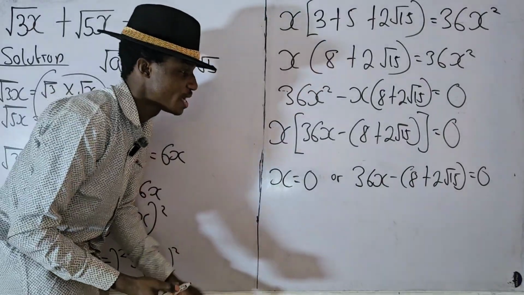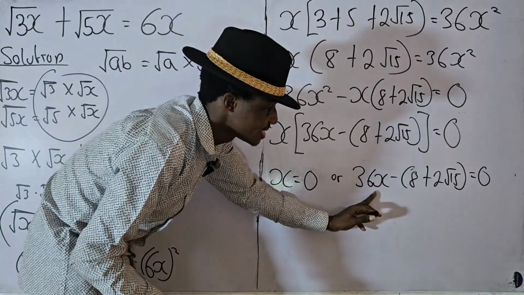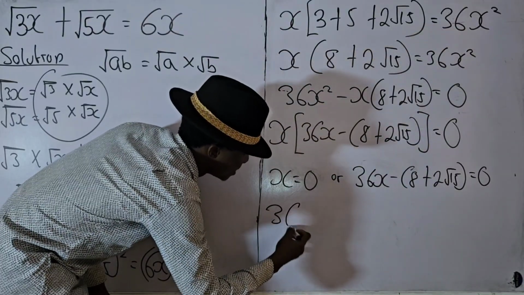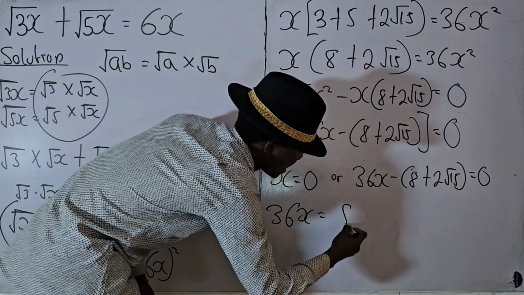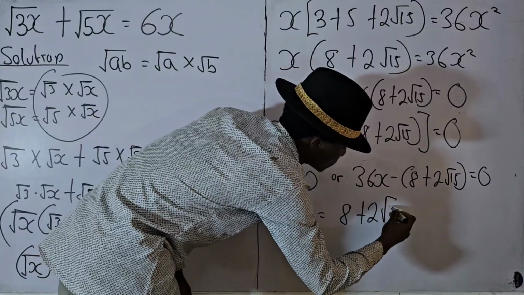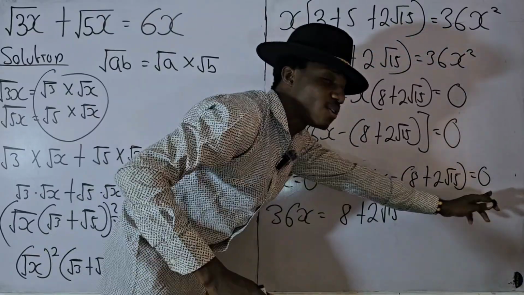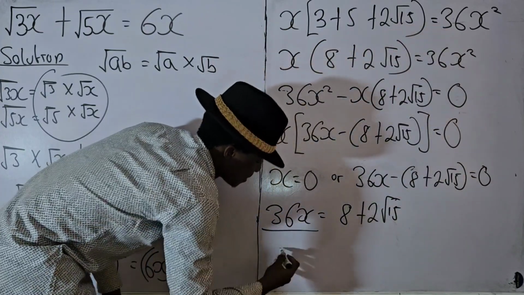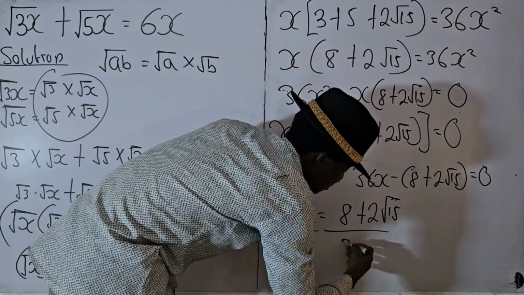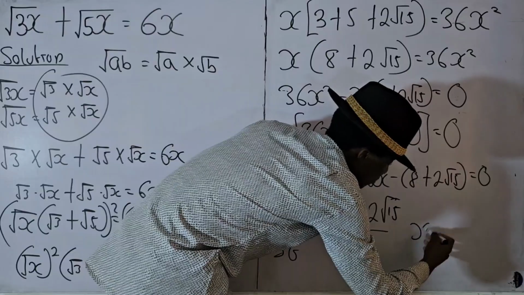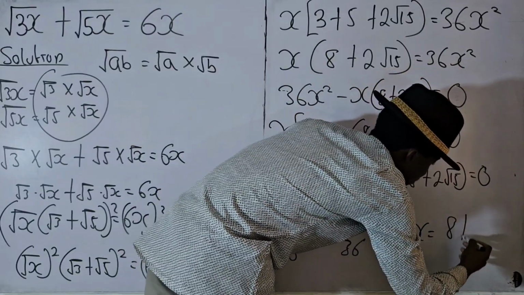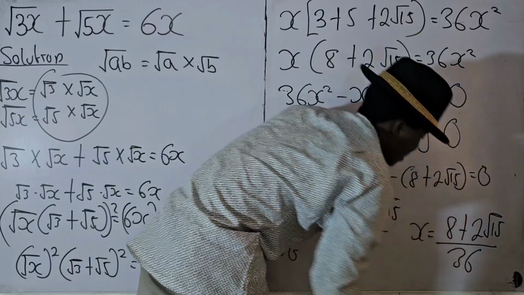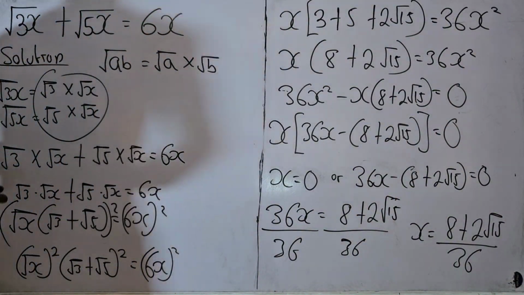Okay, so we've obtained the first value of x, which is what? x equals to 0. Now, let us find the value of x in 36x minus 8 plus 2 root 15 equals to 0. Let us rewrite it. 36x will be equals to 8 plus 2 root 15, right? Taking this to the other side of the equation. Okay, divide by 36. This over 36. x will be equals to 8 plus 2 root 15 all over 36, right?